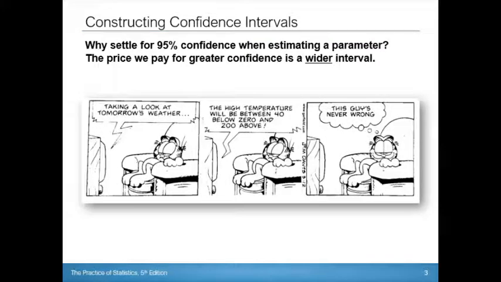All right, so why do we settle for 95%? Going back to Garfield, remember the price we pay for being more confident is a wider interval. And sometimes the interval is so wide, as it is with the temperature prediction for tomorrow's weather, that it is really useless.